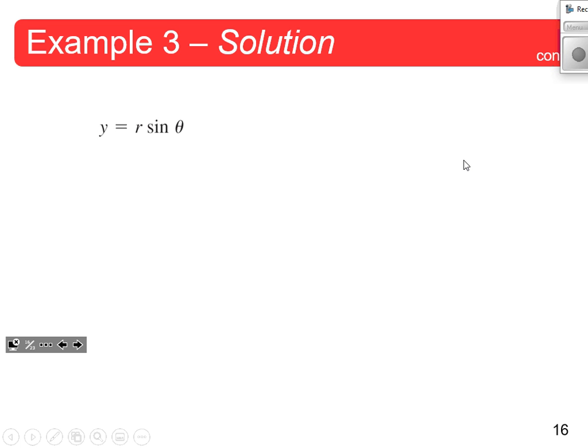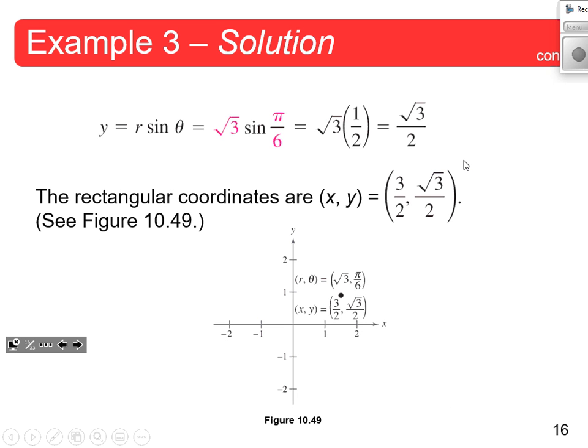3/2. Get this, which gives me this. So it's this point right here. And that's it. That's all we have to do when we're converting from polar to rectangular. Plug in r and theta, simplify. Questions on this here?